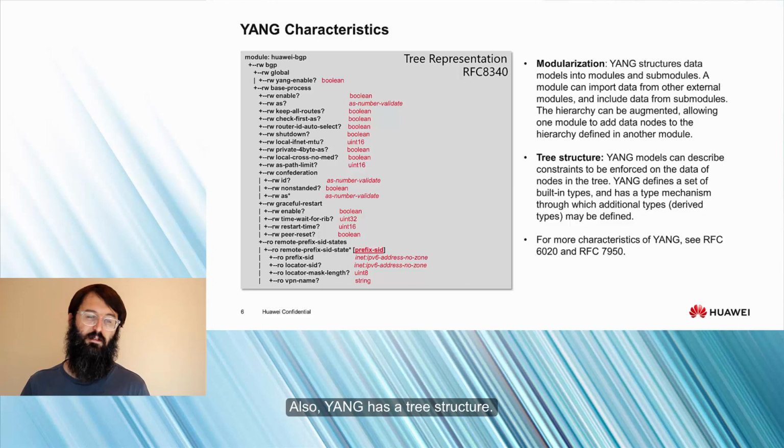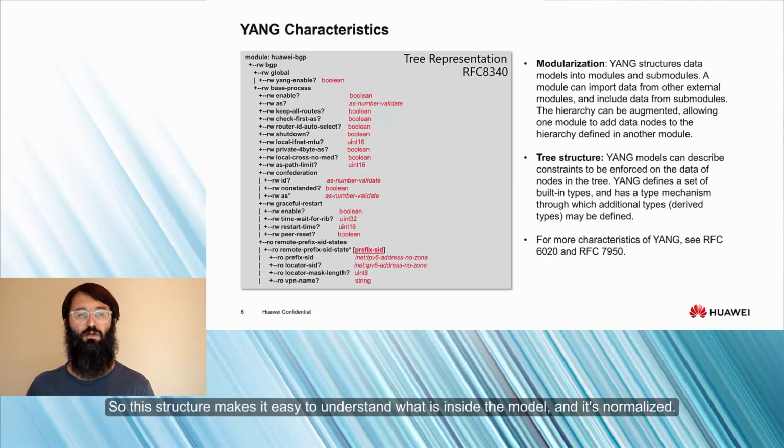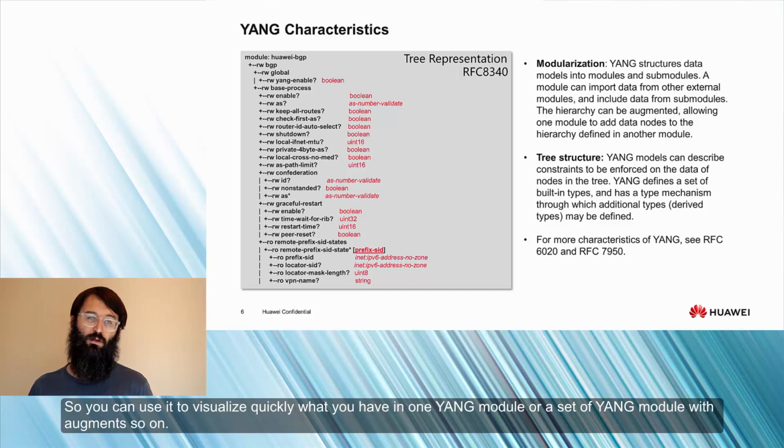Also, Yang has a tree structure, so this structure makes it easy to understand what is inside the model, and it's normalized. So you can use it to visualize quickly what you have in one Yang module or a set of Yang modules with augments and so on.